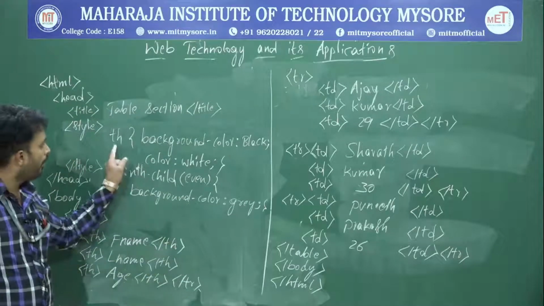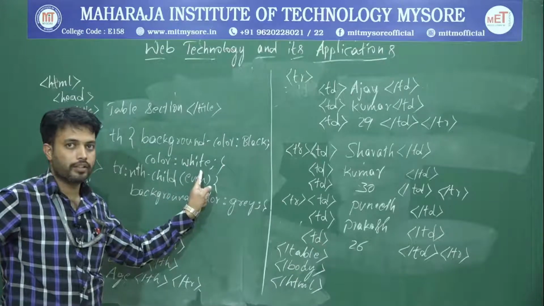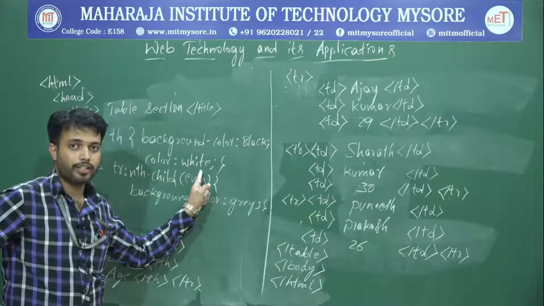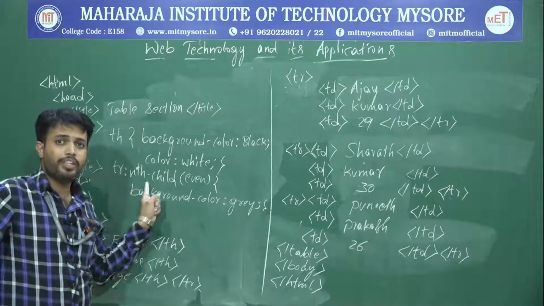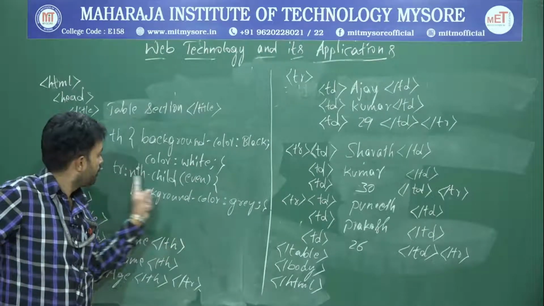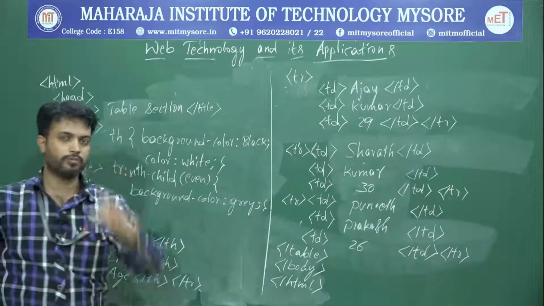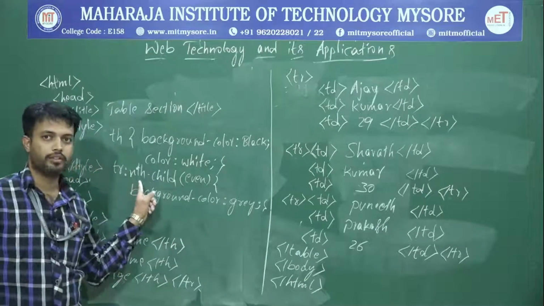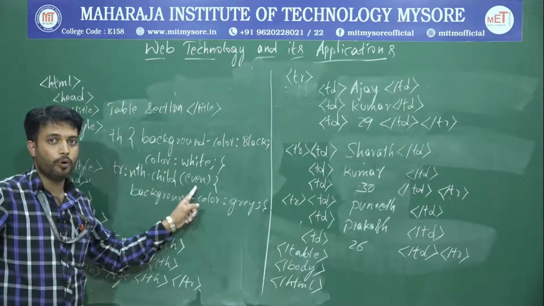Now look here: the header has the background color black, and the color of the text is white. And again, what about the tr? Up to nth child. Suppose you want to apply it only for the first four rows, that means the 4th child. Like that, up to nth child, even rows.